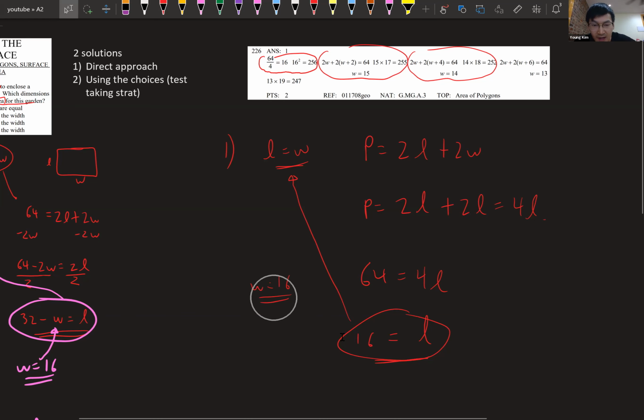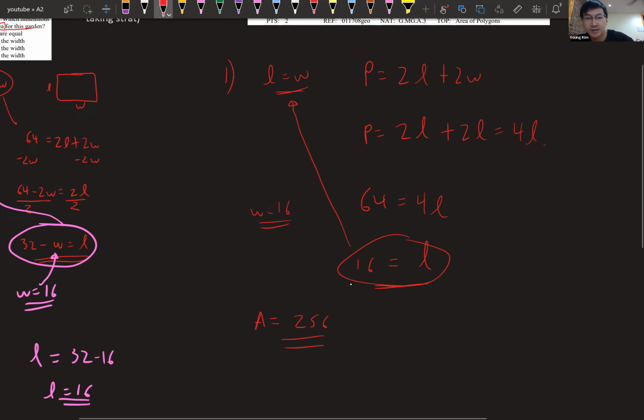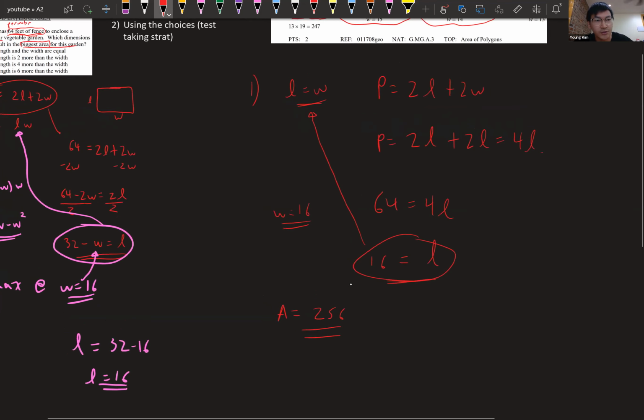Now we have to find the area in this scenario. The area we know is just length times width. So you multiply 16 and 16, and you get that the area for choice 1 is going to be 256. Now we can do the same for choice 2.